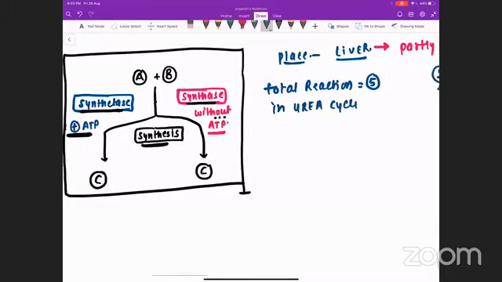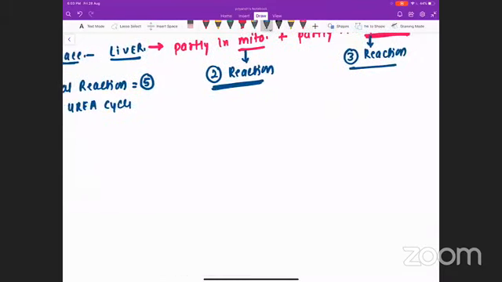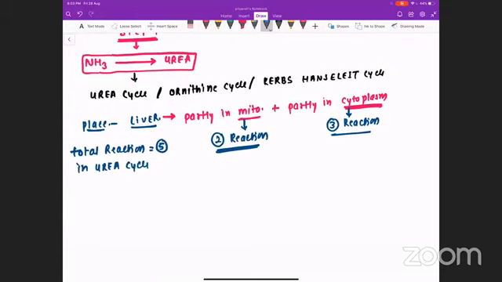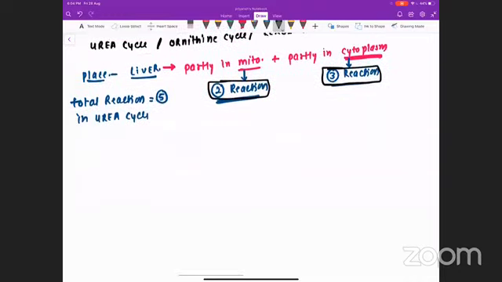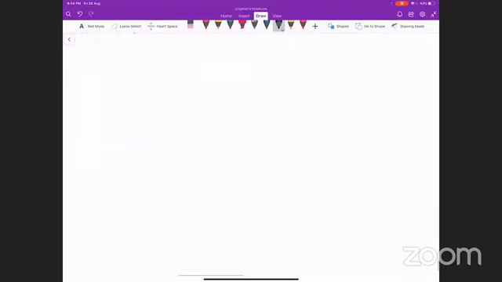So let's see what is going to happen. The urea cycle is a process in which some reactions occur in mitochondria and some in cytoplasm, and ultimately ammonia will be converted into urea. Let's see how it occurs. First of all, we take one molecule of ammonia and one molecule of carbon dioxide. These two molecules will unite and undergo a synthesis process to make a bigger molecule.